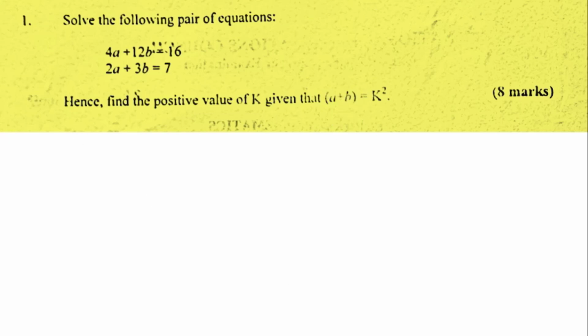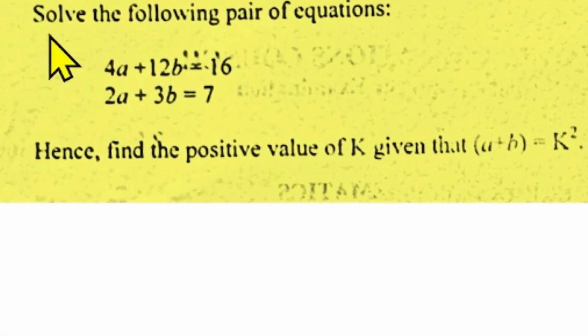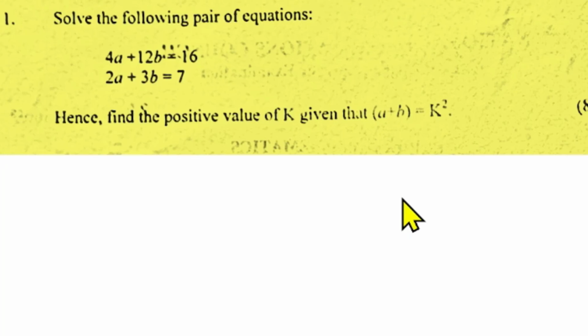Now the first question is what you are seeing on the screen right now, and we have to solve the following pair of equations: 4a plus 12b equals 16, 2a plus 3b equals 7. Hence find the positive values of k, given that a plus b is equal to k squared. So this is the first question in the compulsory part of the question.